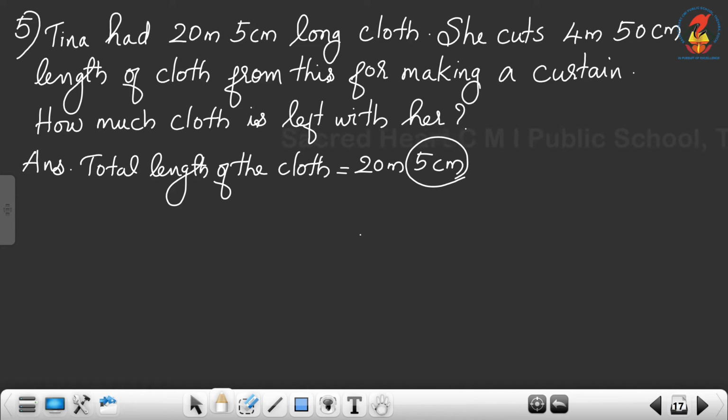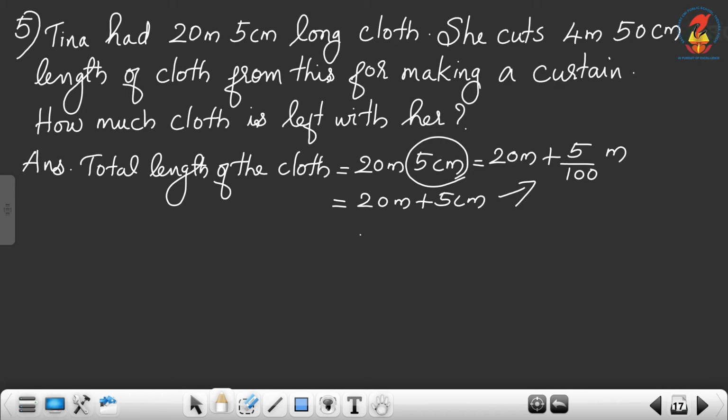So when you convert, what will you get? If you can write down the answer directly, you can write it. Otherwise you have to write down the steps. So we can write it as 20 meters plus 5 by 100 meters. So this 5 centimeter we have to convert. 20 meter 5 centimeter means 20 meter plus 5 centimeter, which we can write as 20 meters plus 5 by 100 meters.